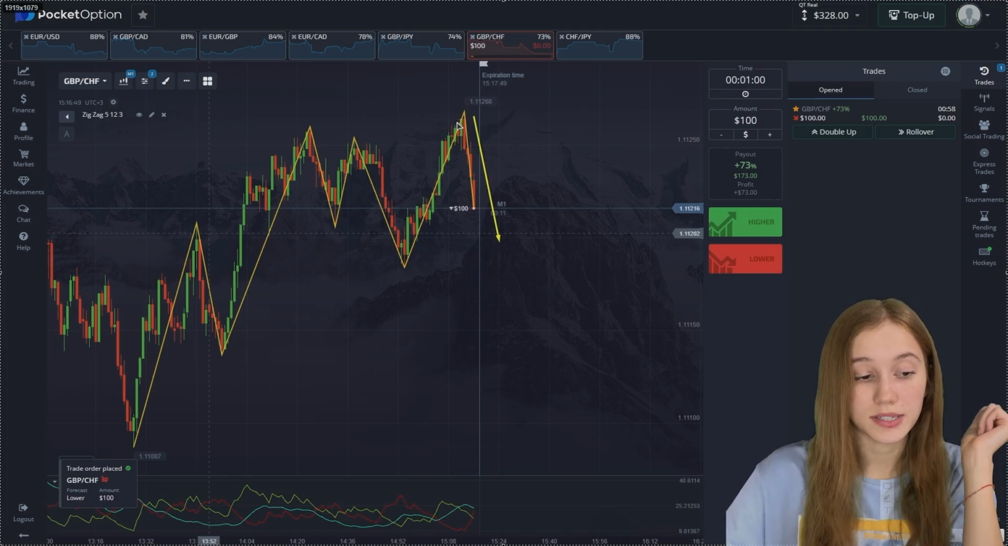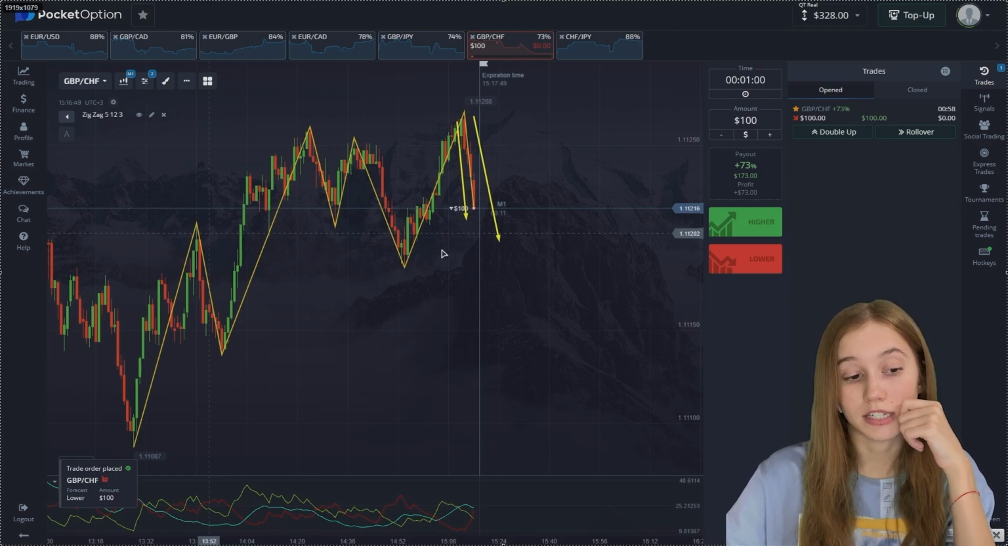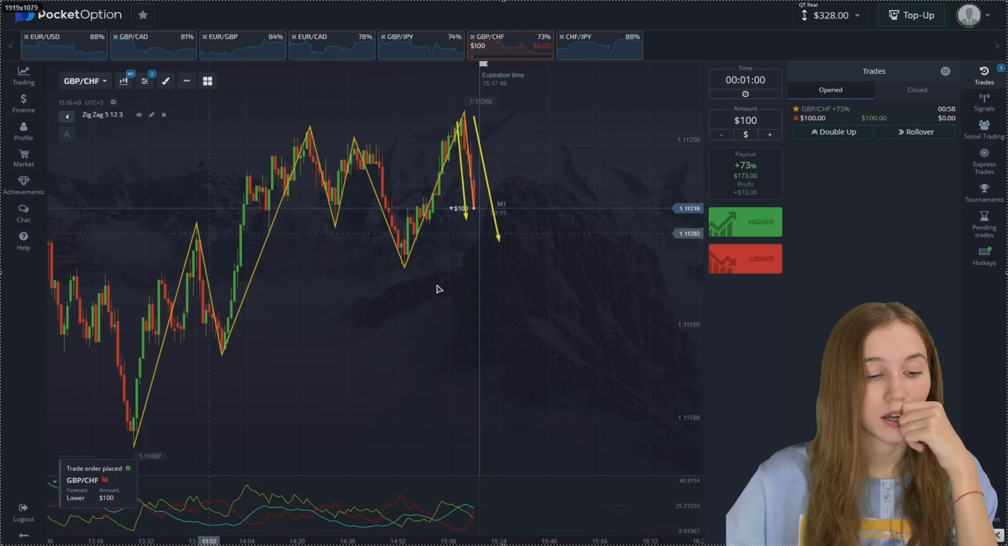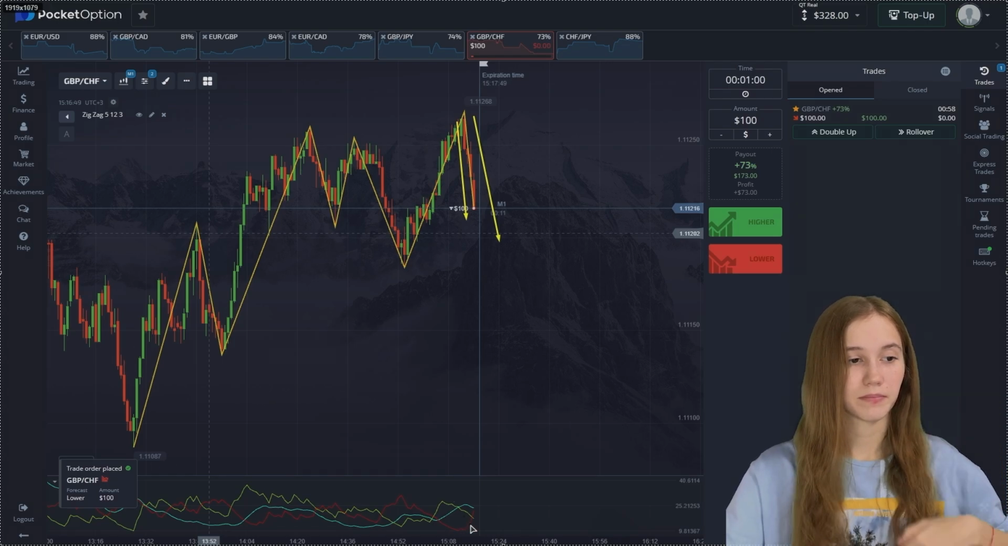By zigzag we see that it's corrected and we have a downward trend. We're moving in the down position. According to the ADX indicator, we see that our downward trend completely prevails over the upward one. Cool.